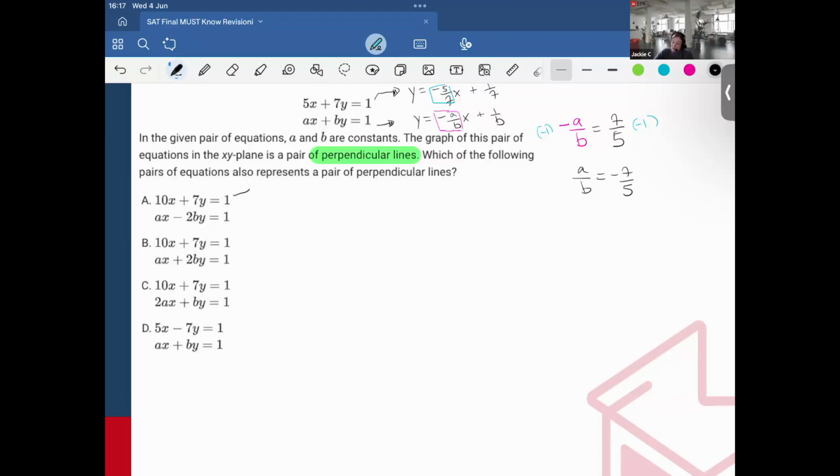So what I'm going to do is what I did above, rearrange everything in terms of y. So for example, this would be y equals -10 over 7x plus 1 over 7. And this one here would be y is equal to a over 2bx minus 1 over 2b. The y-intercept doesn't really matter. But in this case, we can see the slope of this line is -10/7. And the negative reciprocal would be that a over 2b.